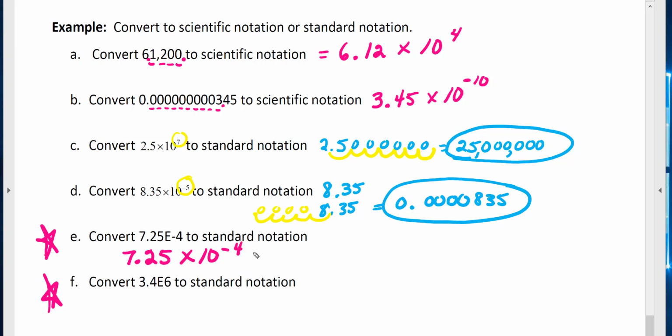Remember how we convert it to standard notation then? We're going to write 7.25 and move the decimal place 4 places, and then we're going to move it to the left. So 1, 2, 3, 4. Fill in the rest with zeros, and our final answer is going to be 0.000725.